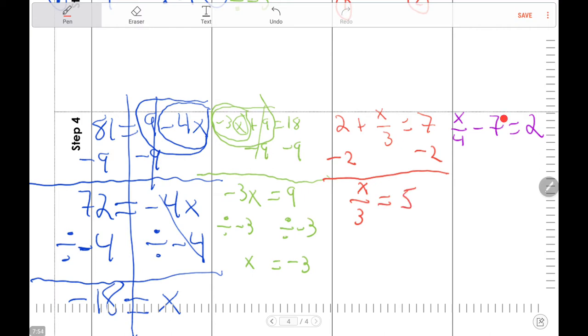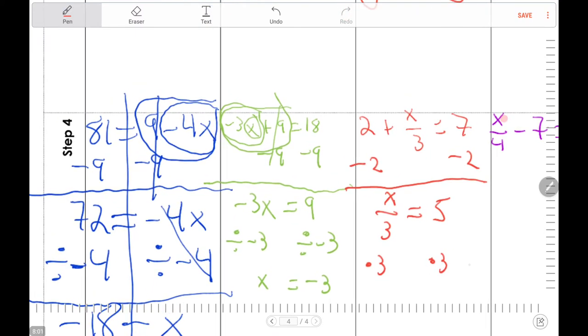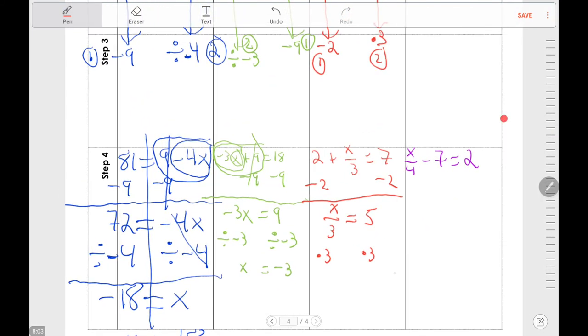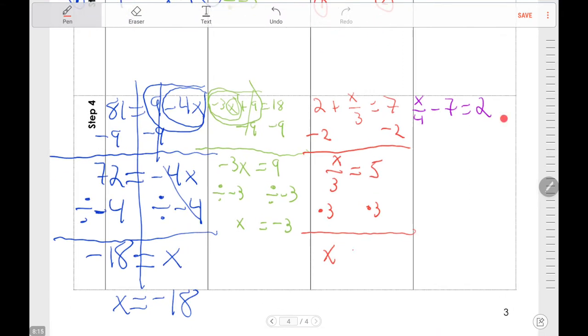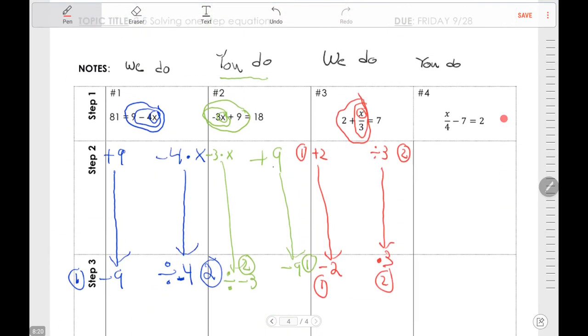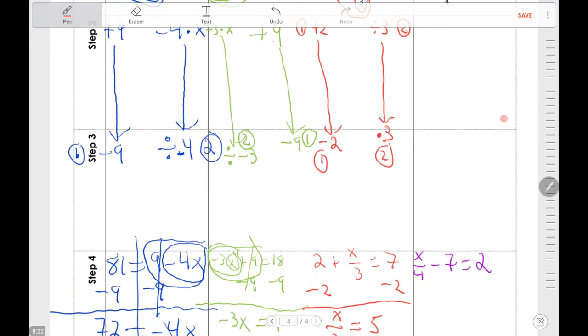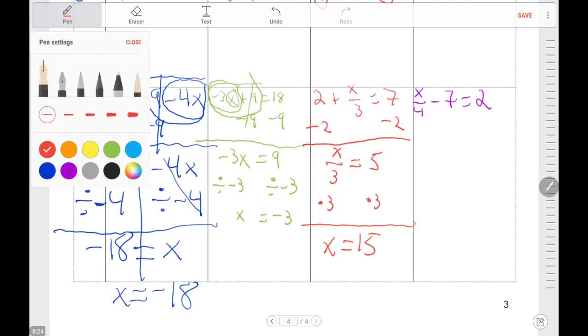Awesome. Now, last step, and we're about to be done. Times 3, times 3. And do you know what it's going to be? What do you think it's going to be? Go ahead. Okay. I'm pretty sure this is what you said too. You said x equals 15. Okay, and now on to the last one. Let's see what color it is. Ending with the purple.